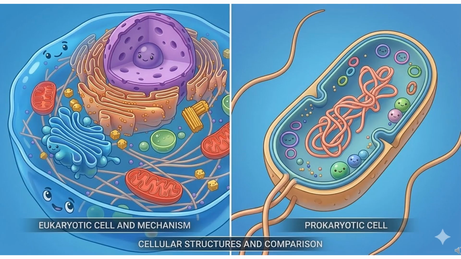To wrap it all up, life on Earth is beautifully divided. Prokaryotes are the small, ancient, streamlined survivalists. They lack a nucleus, keep their circular DNA loose in the cytoplasm, use 70S ribosomes, protect themselves with rigid peptidoglycan cell walls, and continue to dominate the planet's microenvironments.